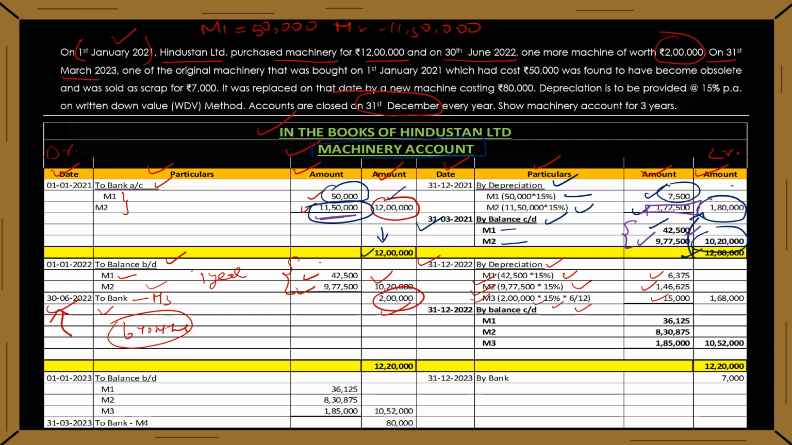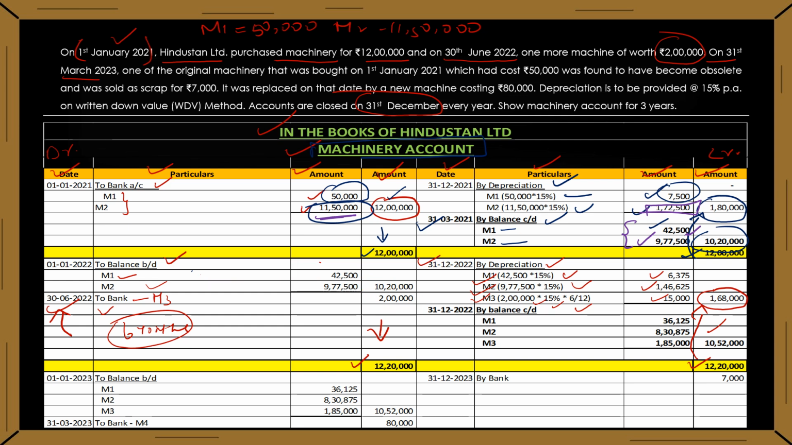On the outer column, the total depreciation amount for the 3 machineries together is 1,68,000. Okay. Now we find that the debit side total is more. So we take the debit side total of 12,20,000, that is 10,20,000 plus 2 lakhs, 12,20,000, on both the debit and the credit sides. On deducting 1,68,000 from 12,20,000, you get 10,52,000 as the balance.